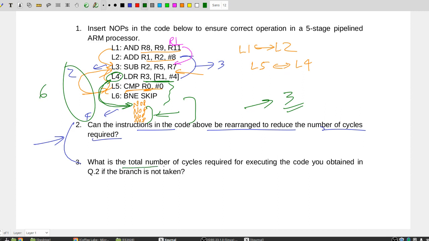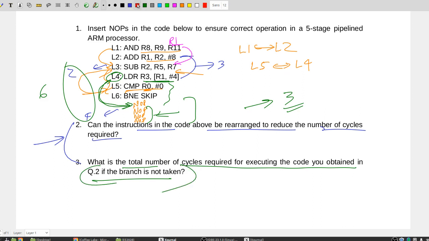Now, what is the total number of cycles required for executing the code obtained in Q2 if the branch is not taken? In fact, it doesn't matter whether the branch is taken or not. All the NOPs will still be executed. It is just that it doesn't do anything, right? So the information that the branch is not taken is not very relevant here.